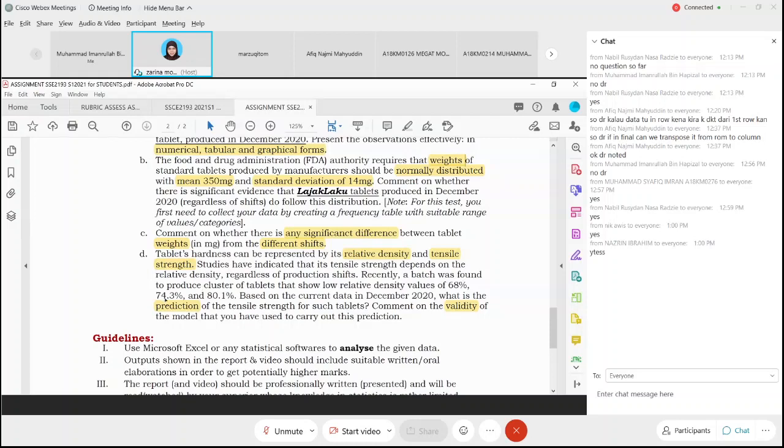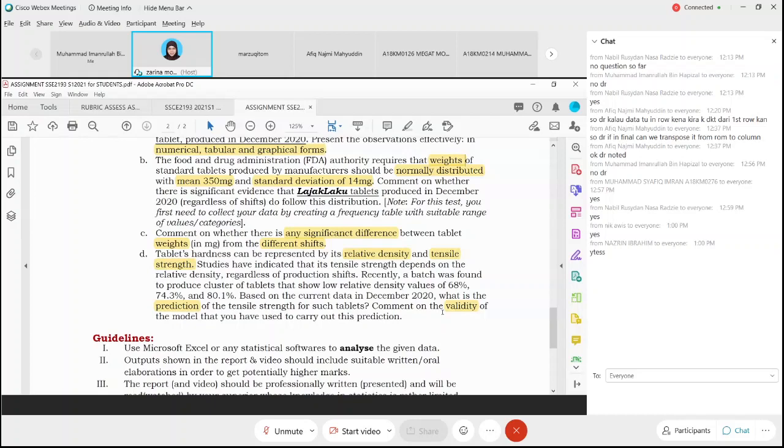68%, 74.3%, and 80.1%. So 3 predictions, and then comment on the validity. So how do you comment on the validity? So you can only say that the model is valid.